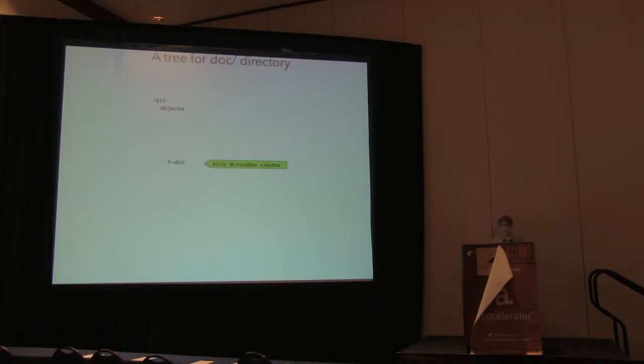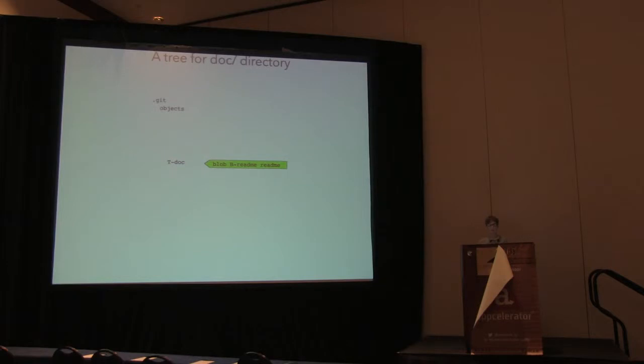Now here's a tree object. And this is the tree that represents the doc folder inside our repository. So remember that we've got a root of our repository, and then we've got a doc folder inside it which has the README inside it. So this tree just represents the doc part of that, the doc folder. So we can see that it's got a blob entry, which is of course the README entry.